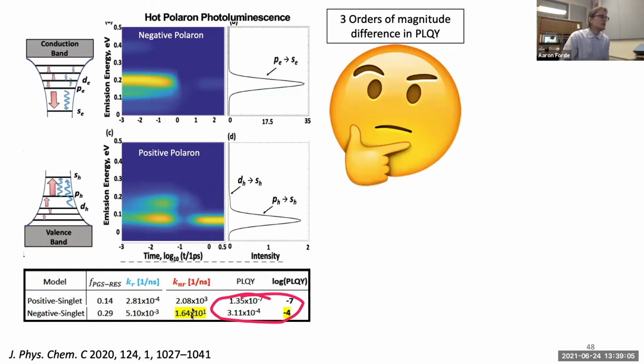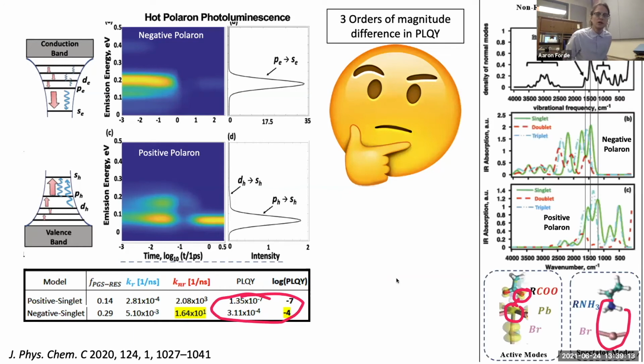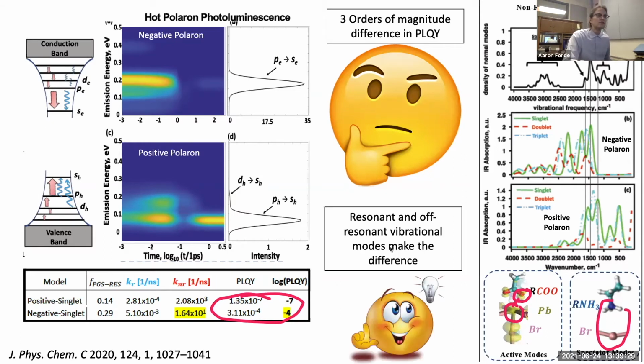And it seems to be due to these non-radiative transitions. So if it's non-radiative, there's probably phonons involved. So what we do is we plot the phonon density of states, this top black panel, with the transition energies from the negative polaron, the middle panel, and the positive polaron, the bottom panel. And essentially the main takeaway is that the negative polaron has off resonance vibrational modes, whereas the positive polaron is more in resonance with the low energy transitions. And so off resonance gives you much slower relaxation and the large difference in the yields.